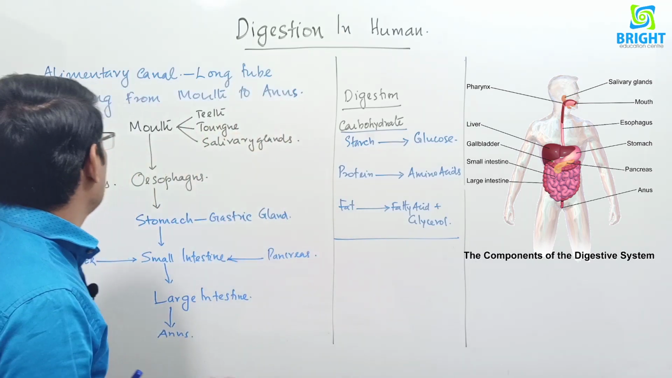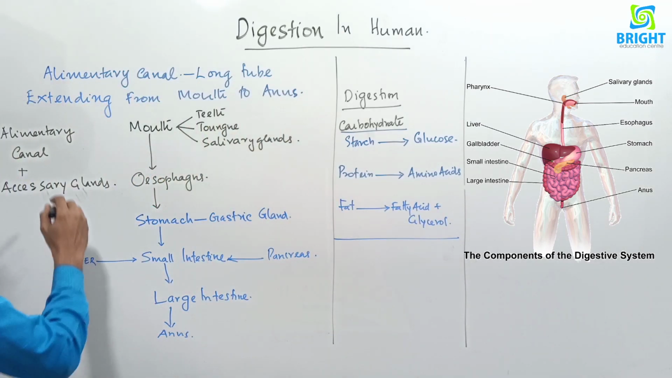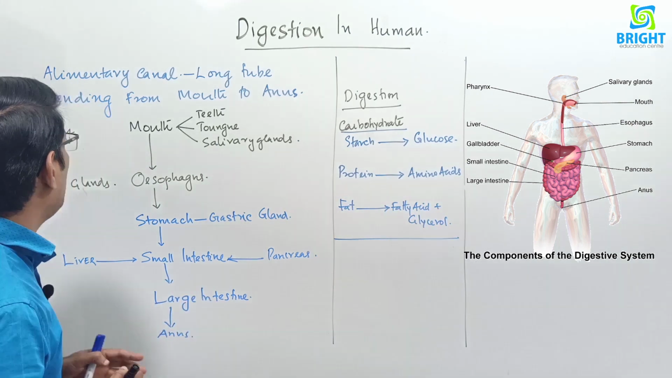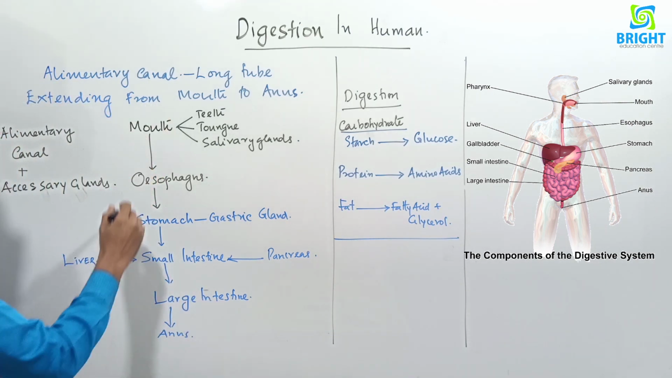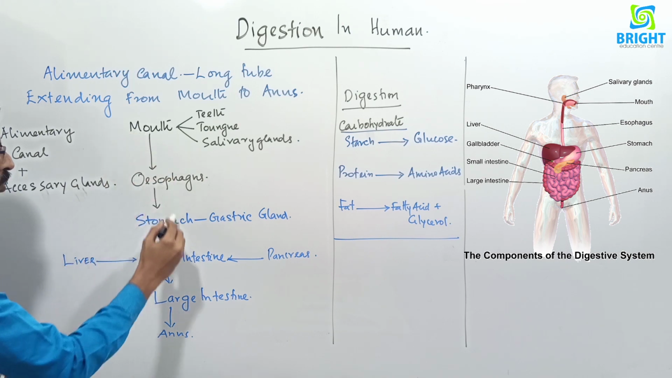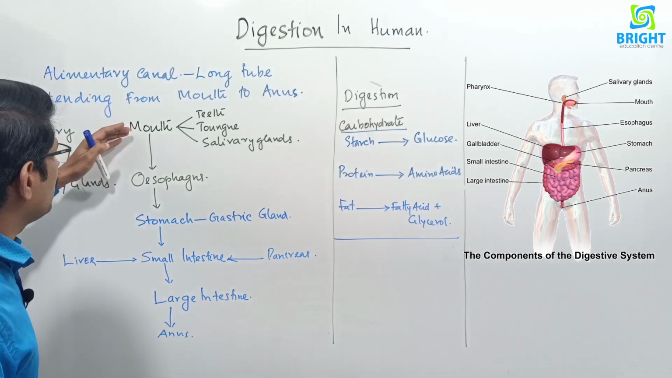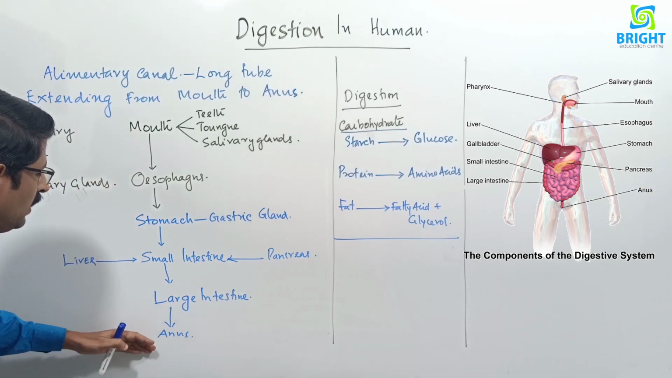In human beings, the alimentary canal and also the accessory glands are associated with the digestive system. The alimentary canal is a long tube that extends from mouth to anus, and you can see in the diagram it starts from the mouth and ends in the anus.